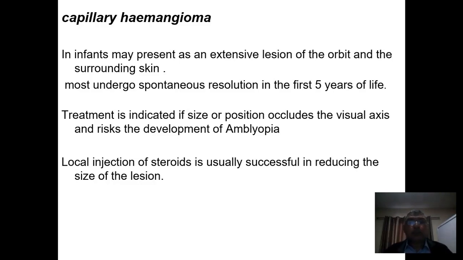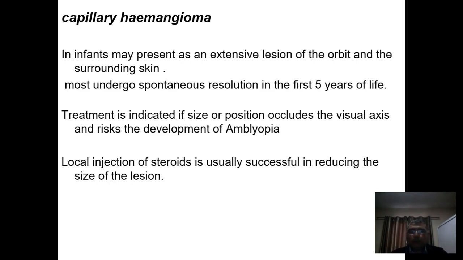Capillary hemangioma is another vascular problem that occurs usually in infants. It occurs in the orbit and the skin around the lids, and usually it undergoes resolution by the 5th year of life. Treatment is indicated if the size is big or there is occlusion of the visual axis due to the ptosis that develops in the eyelids, and for the risk of development of amblyopia.